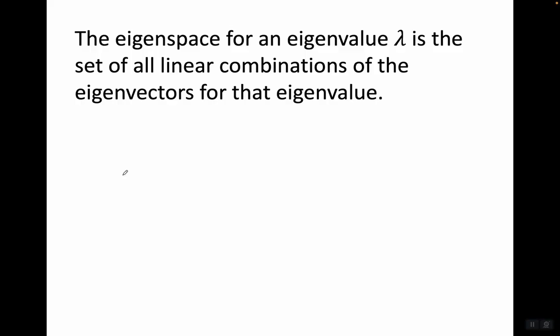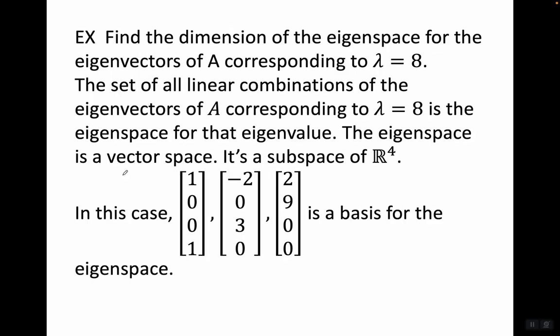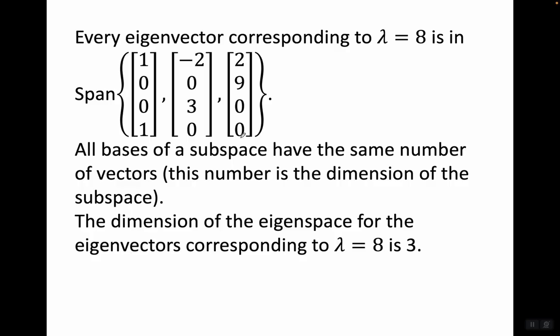The eigenspace for an eigenvalue lambda is the set of all linear combinations of the eigenvectors for that eigenvalue. For example, find the dimension of the eigenspace for the eigenvectors of A corresponding to lambda equals 8. The set of all linear combinations of the eigenvectors of A corresponding to lambda equals 8 is the eigenspace for that eigenvalue. The eigenspace is a vector space. It's a subspace of R4 because these are all four-dimensional vectors. In this case, these three vectors form a basis for the eigenspace. Every eigenvector corresponding to lambda equals 8 is in the span of these three vectors, so this makes up a basis.